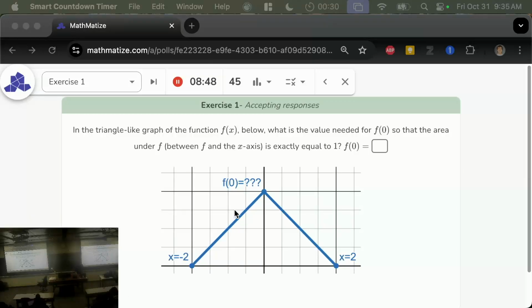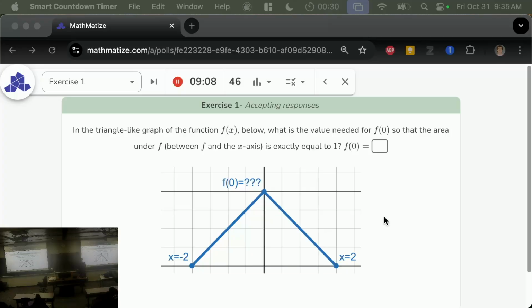So we have this graph of this function in blue. One thing that maybe wasn't 100% clear, but was meant to be there, is that this bottom line that is in bold is supposed to be the x-axis. And that is relevant because we care about the area between f, the blue line, and the x-axis. So the triangle we're talking about is this triangle over here. I think probably most people figured that out.